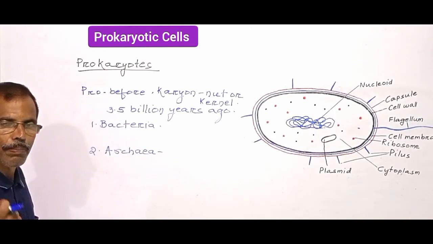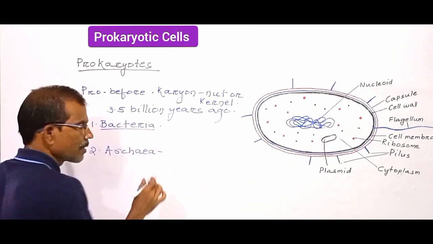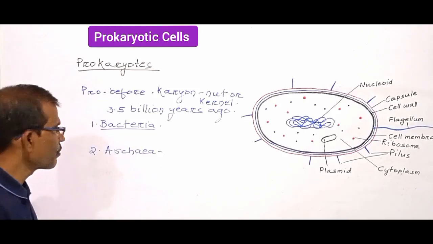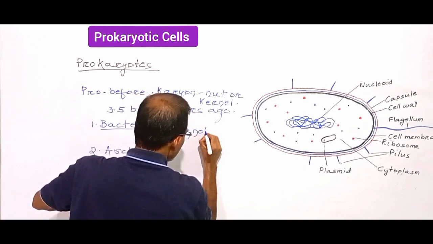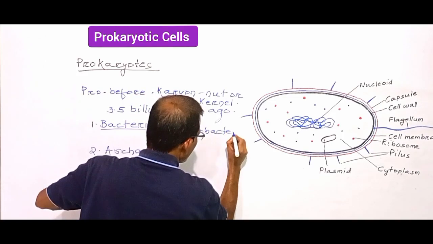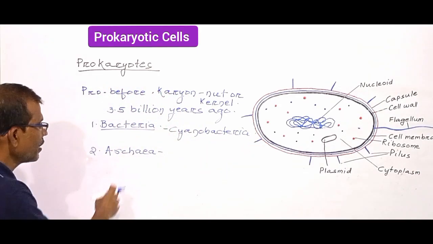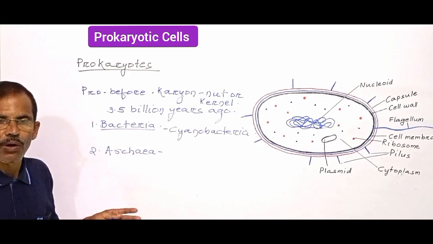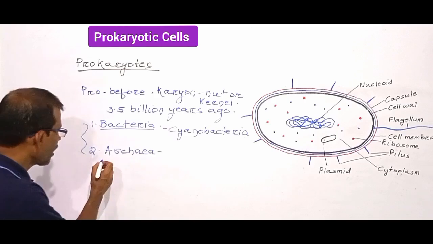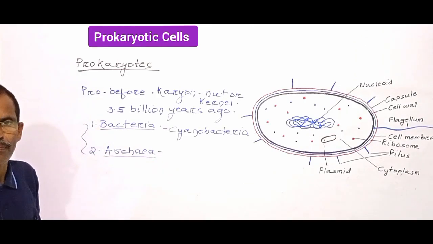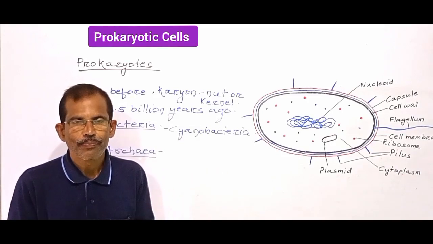In addition to many pathogenic and non-pathogenic microorganisms, the domain bacteria also includes photosynthetic prokaryotes known as cyanobacteria, previously known as blue-green algae. And the second domain is archaea, sometimes called archaebacteria. Out of these two domains, archaea is considered the most primitive. The exact origin of prokaryotes is still debated.